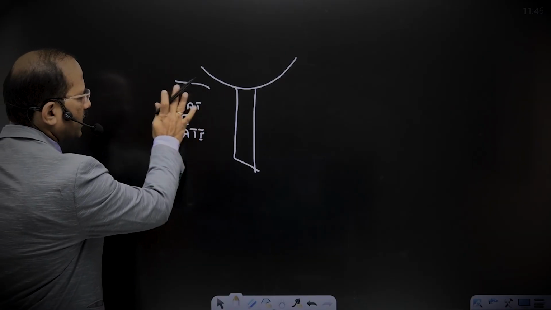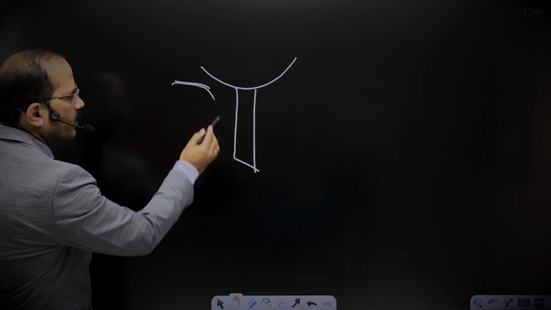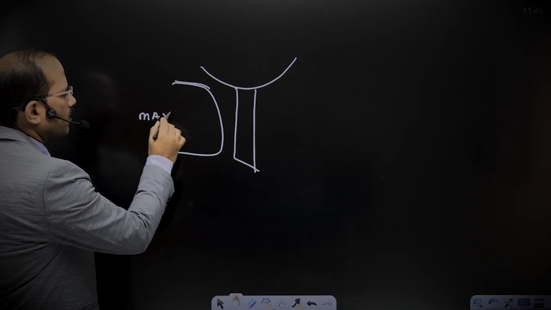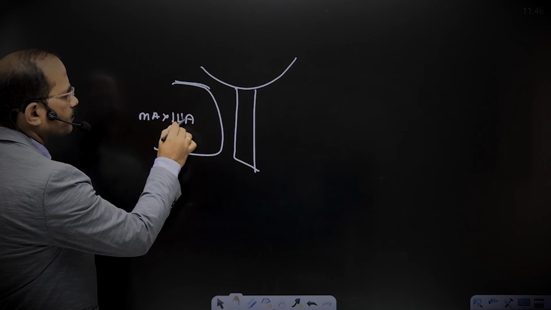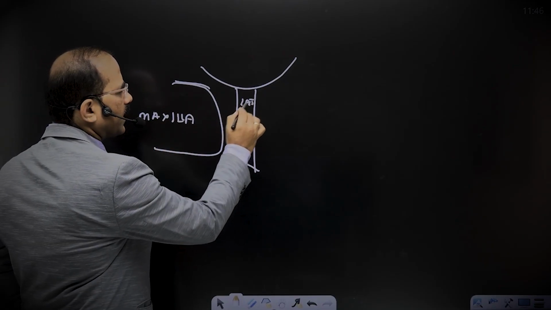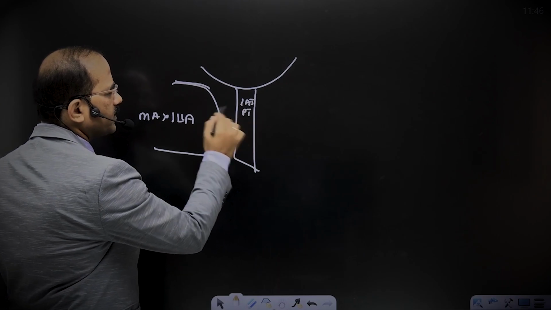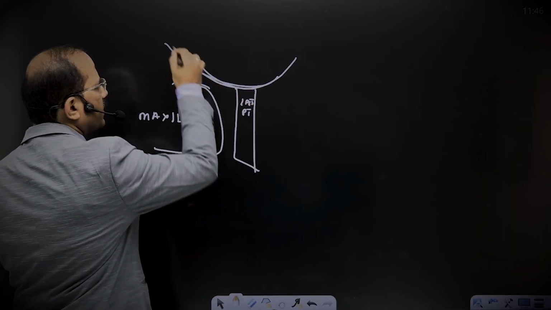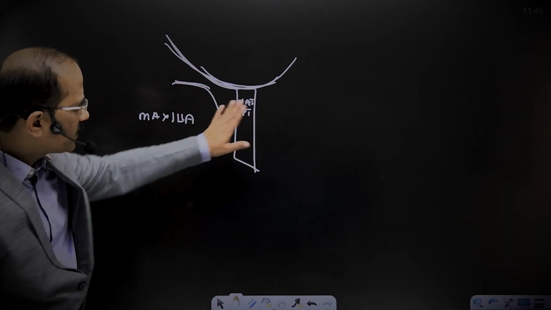What is in front of the lateral pterygoid plate? That's the maxilla bone. That's the lateral pterygoid plate. That's the base of the skull, the greater wing of sphenoid.